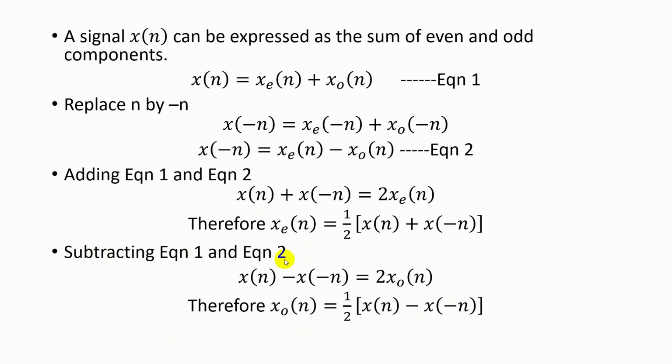Subtracting equation 2 from equation 1, x of n minus x of minus n, the even terms xe of n minus xe of n give 0. The odd terms xo of n minus minus xo of n give 2 into xo of n. Therefore, xo of n is equal to 1 by 2 into x of n minus x of minus n. From these two, we can obtain the even component and the odd component of x of n.